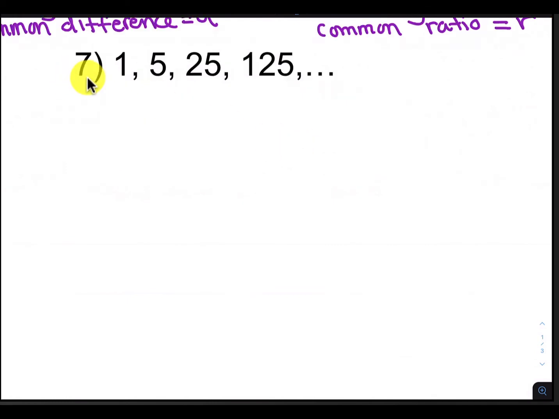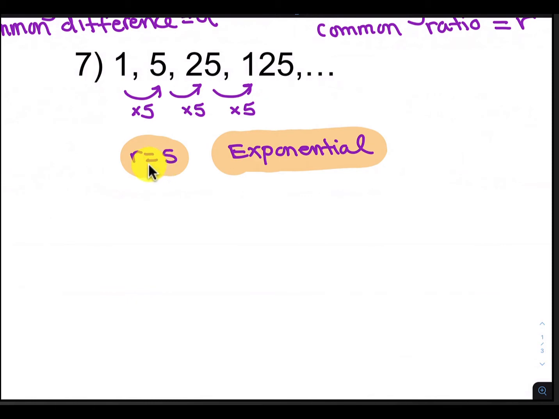All right, for number 7, we go from 1 to 5 to 25 to 125. And I think it's easy to see what's happening here. 1 times 5 is 5, 5 times 5 is 25, and 25 times 5 is 125. So we have a common ratio, r is 5, and therefore this is exponential.